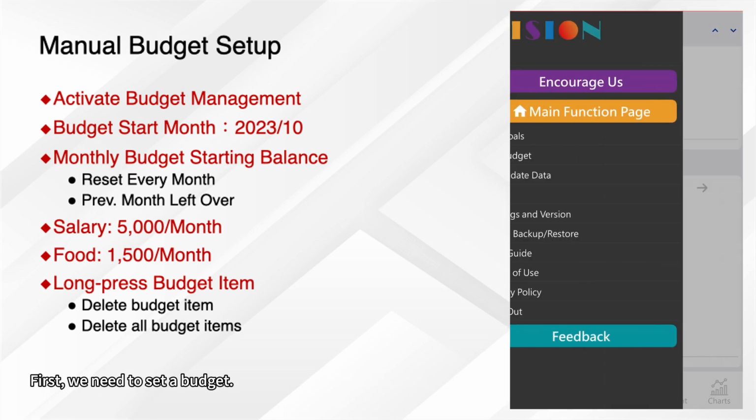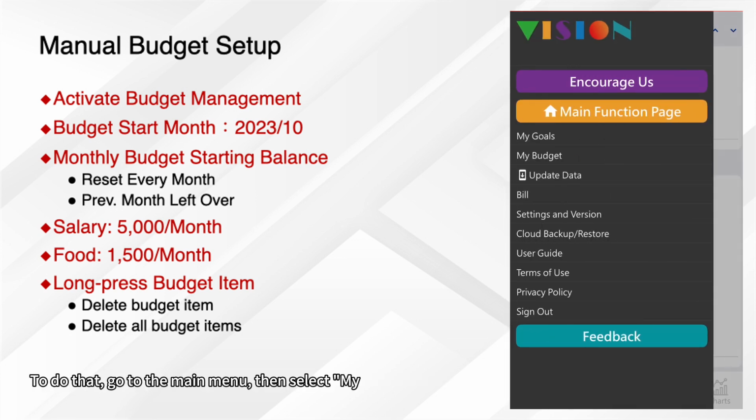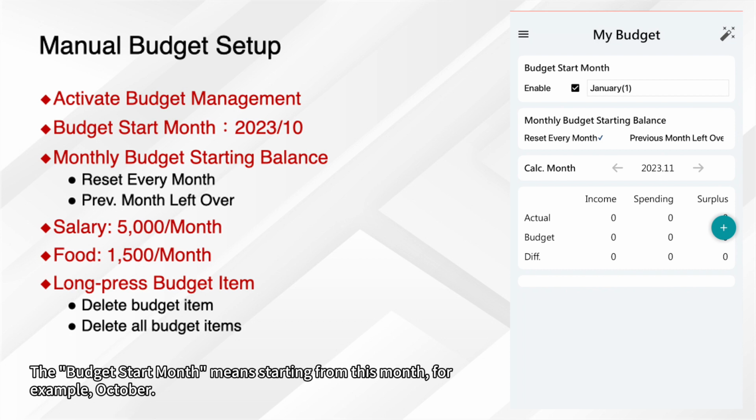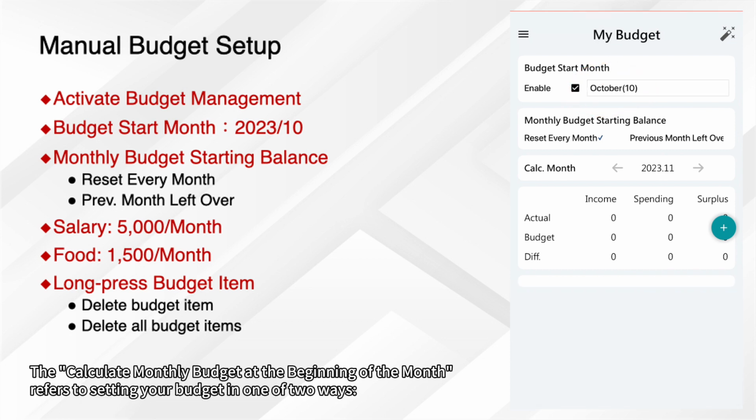First, we need to set a budget. To do that, go to the main menu, then select My Budget and click on Budget Start to begin managing your budget. The Budget Start month means starting from this month, for example, October. The Calculate Monthly Budget at the beginning of the month refers to setting your budget in one of two ways.